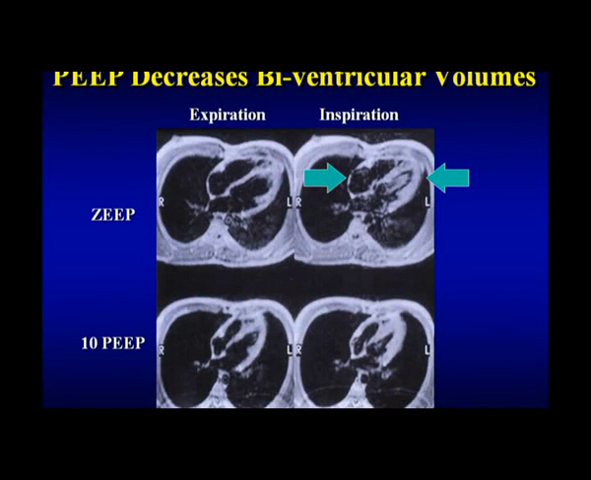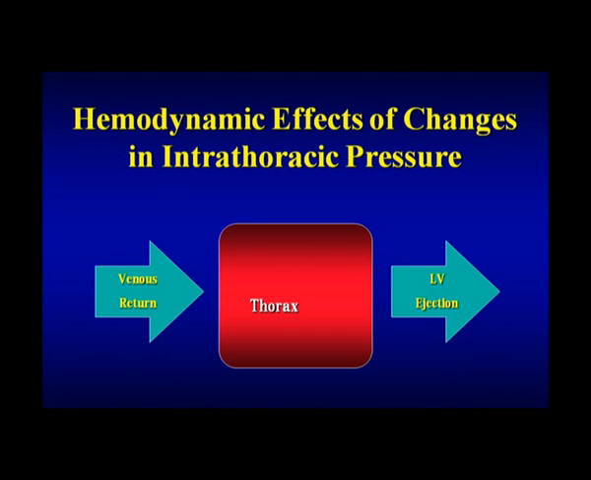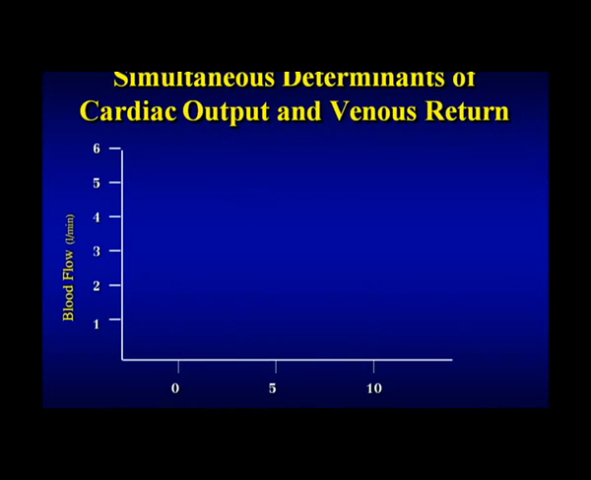That was nicely shown in this study, in which a CT scan was done on the same patient on ZEEP and on PEEP of 10. Look at how much the left ventricle volumes get smaller. That's just from increasing intrathoracic pressure. So now let's look at the effects of intrathoracic pressure on left ventricular function. Remember, increases and decreases in intrathoracic pressure will affect the pressure gradient for venous return and left ventricular ejection from the heart, independent of the heart itself.